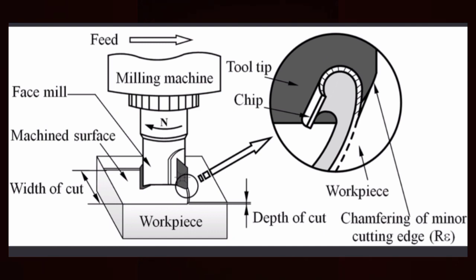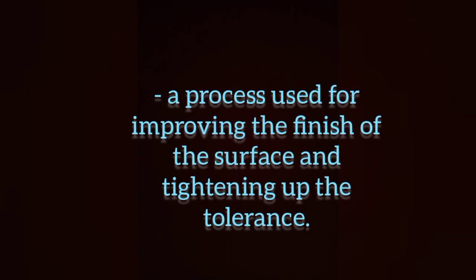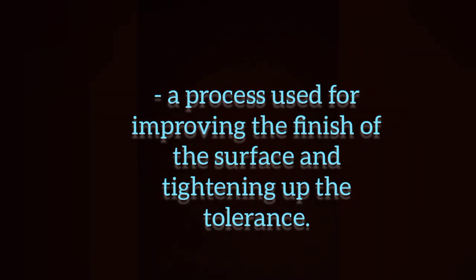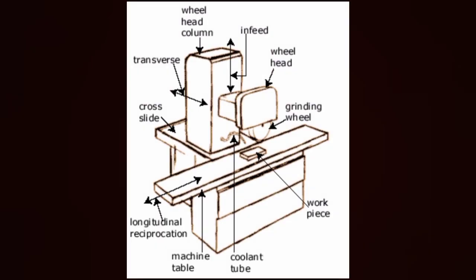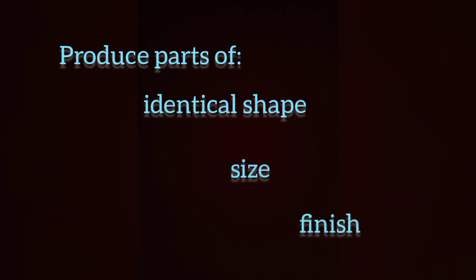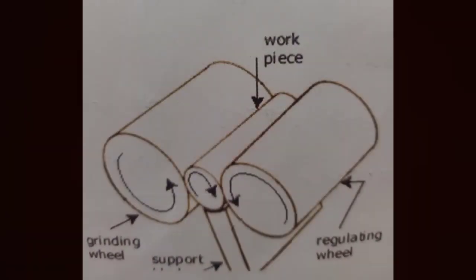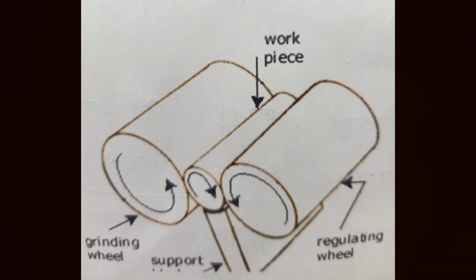Another type of machining operation is grinding. This grinding process is used for improving the finish of the surface and tightening up the tolerance by removing the remaining unwanted materials from the surface. Grinding machines are used for this purpose to produce parts of identical shape, size, and finish. So this is the grinding operation.